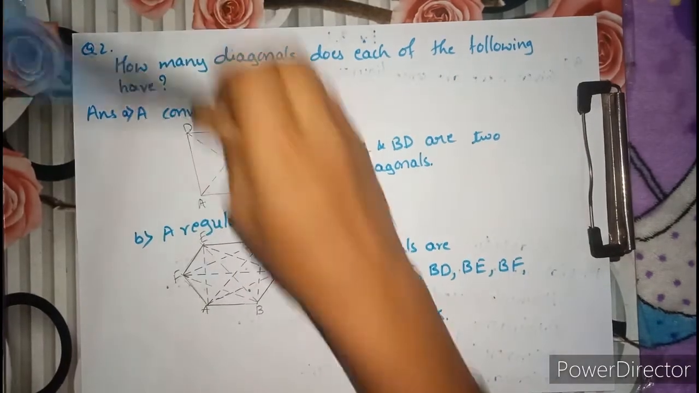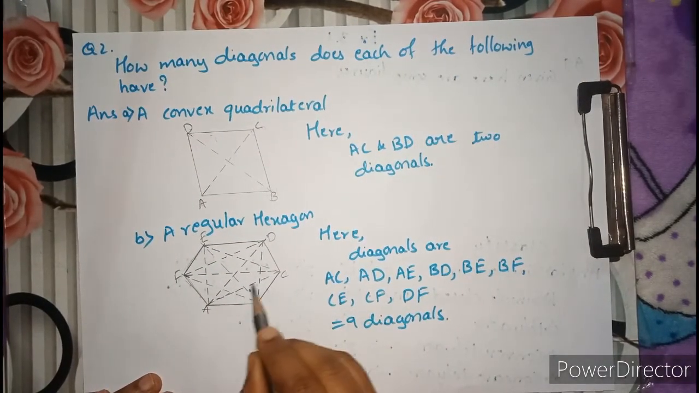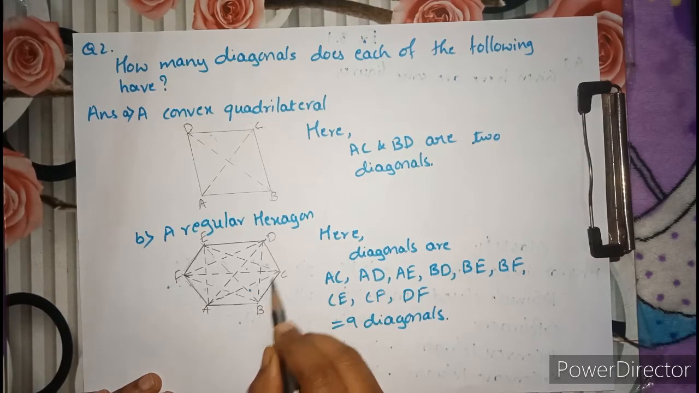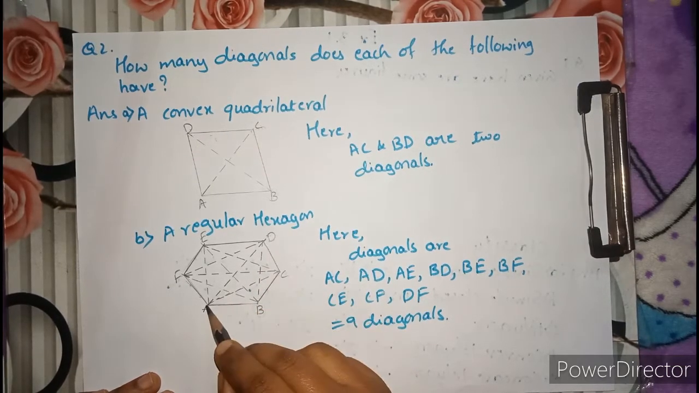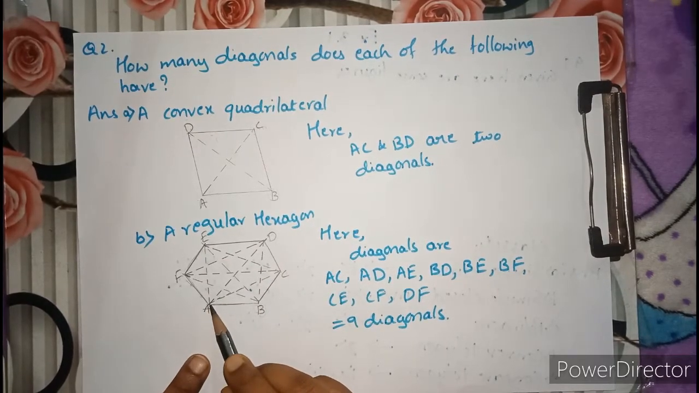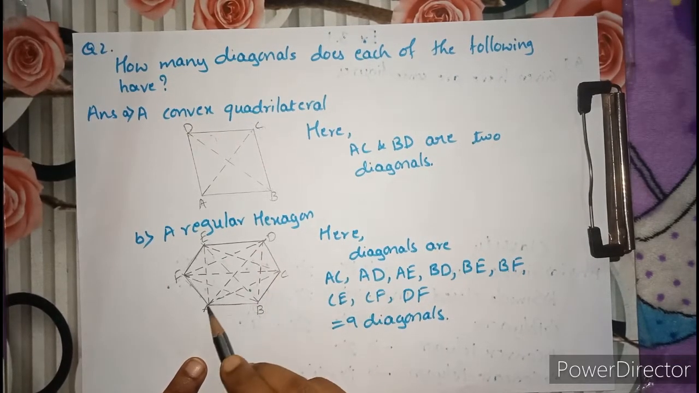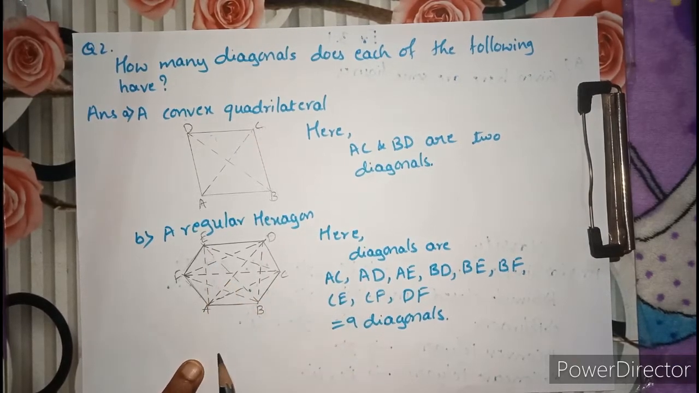Diagonals means a line which connects non-consecutive vertices. A, after A we have B, so it is consecutive. We can't connect from A to B. So A to C, A to D, A to E. We have from A 3 diagonals. A to C, AC, A to D, AD, A to E, AE.